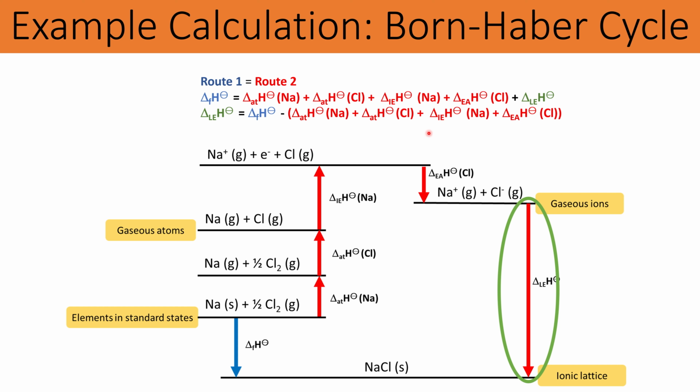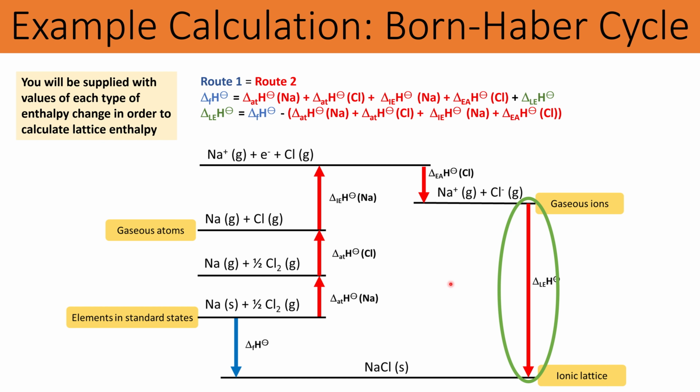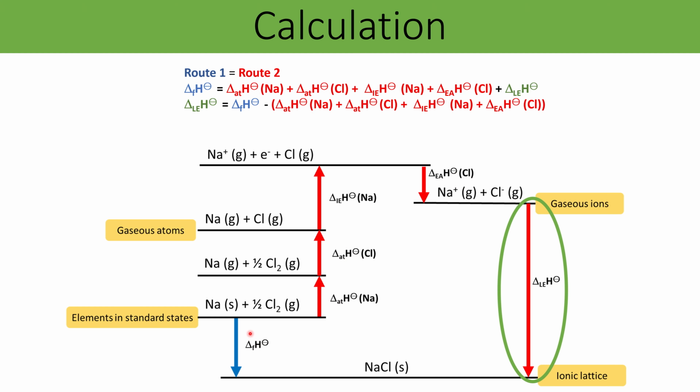Make sure you read these carefully and have a good idea of what's going on. But essentially, what you're doing to work this out is doing enthalpy change of formation minus all of these values until you get to lattice enthalpy. And you're going to be supplied with actual values for each one of these in order for you to do your calculation.